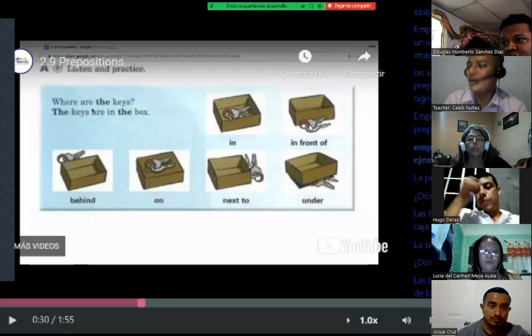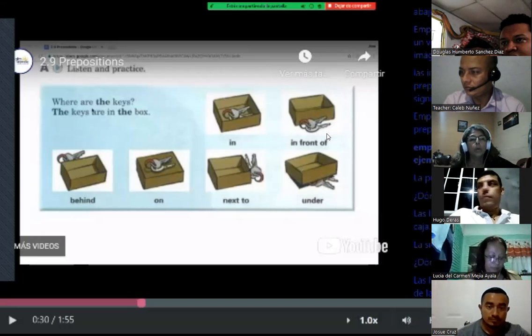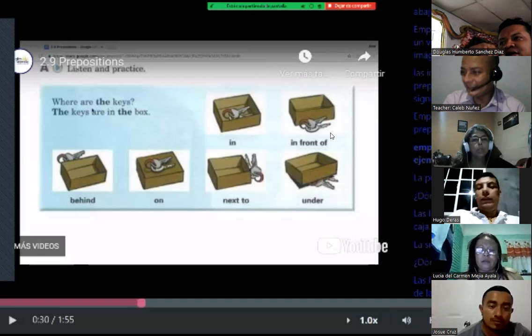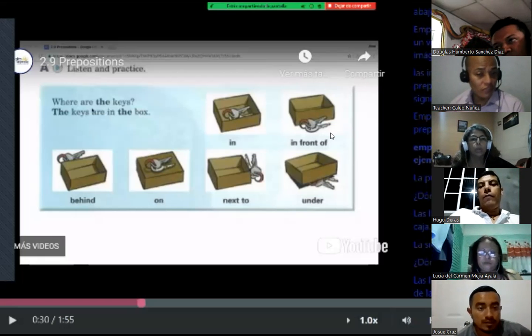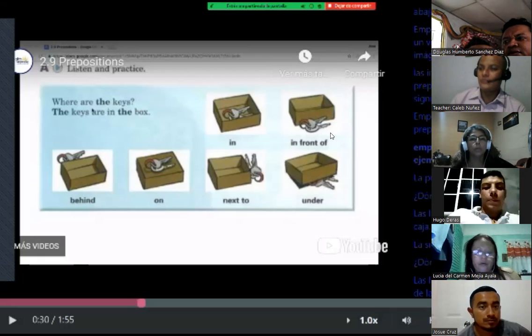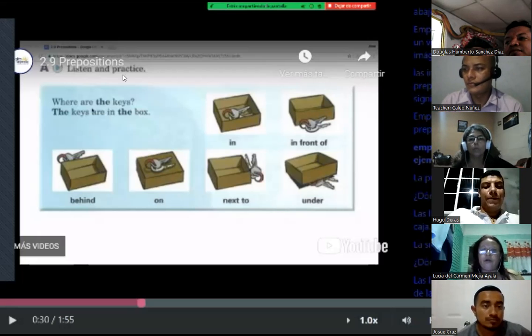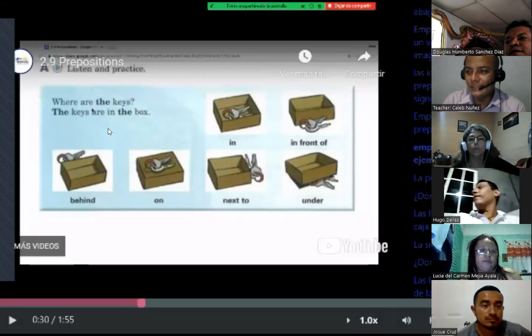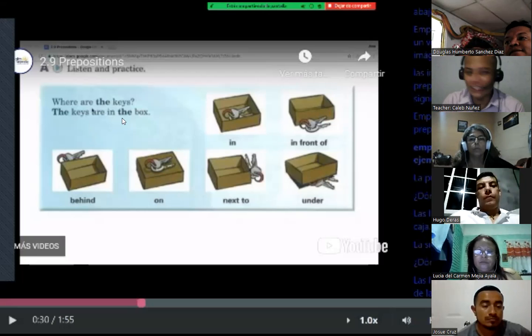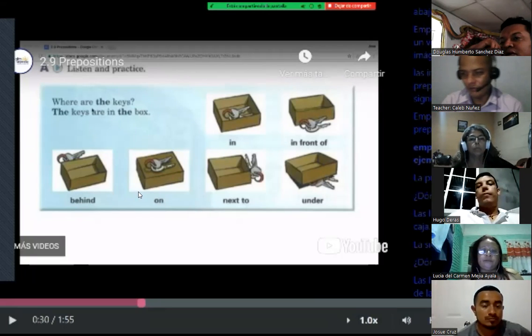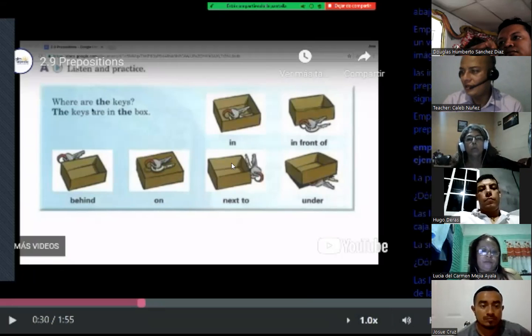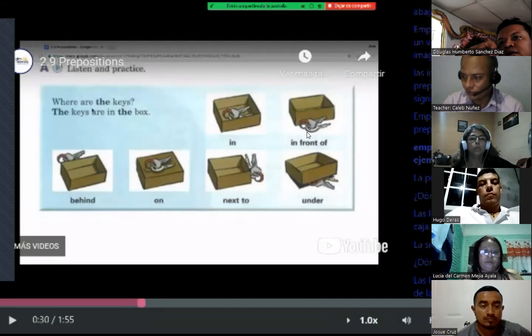What about here? Where are the keys? The keys are in front of the box. Justamente después que utilizamos la preposición tenemos que usar el artículo, right? In the, in front of the, behind the, entonces ese the siempre lo vamos a usar. In front of the box.